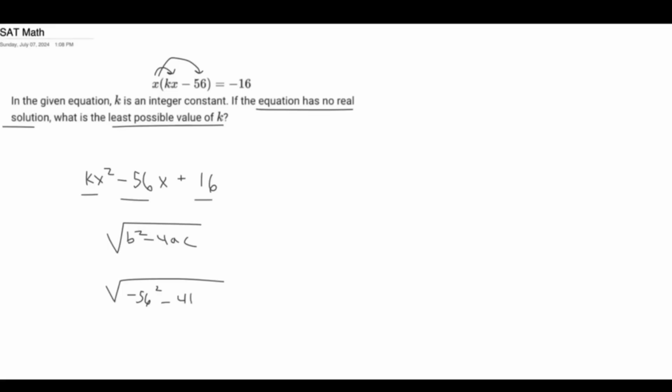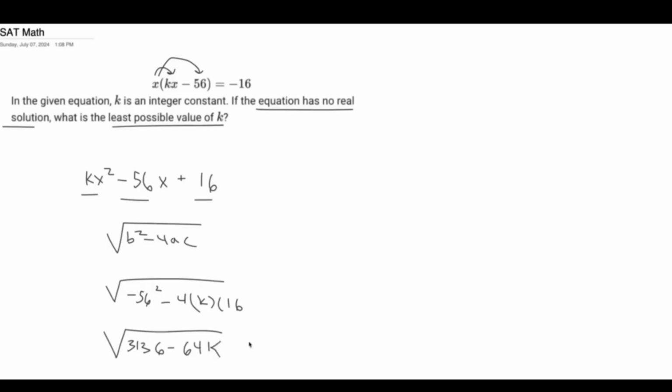Our a value is k. We don't actually know what that is, but we know our c value is 16. So this is what's interesting. Now we have everything out here. Negative 56 squared is going to give us 3,136. And this will be equivalent to, we do 4 times 16, so negative 64k, right? So this is our discriminant right now.